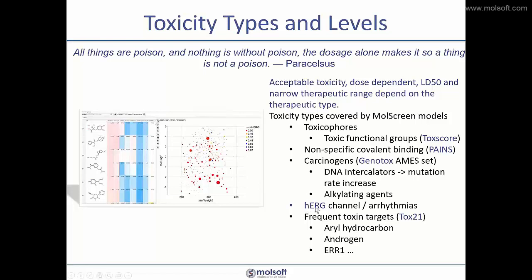We have models for hERG, which I'll talk about later on, which is a potassium channel. If you block the hERG, you run the risk of getting arrhythmias. We also have a panel called TOX21, which is based on the NIH panel. We have many targets in this panel for common known toxin targets, including androgen receptor, estrogen receptor, aryl hydrocarbon, and others. I'll show that. For this one, you can just sketch your molecule and run the model, and it will flag which targets your chemical hits.